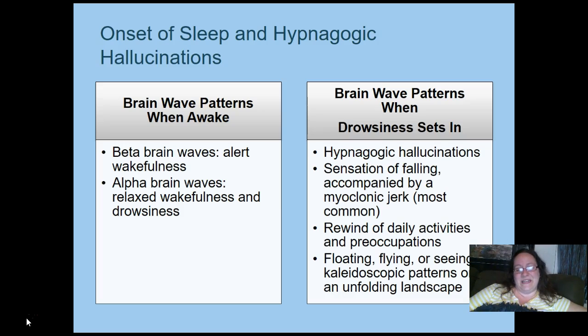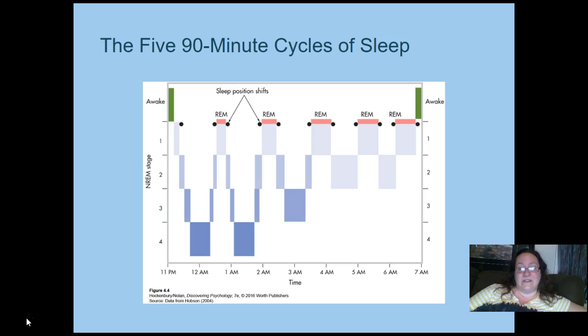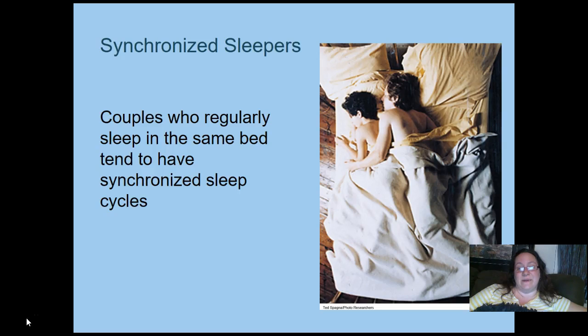For many of us, when we're trying to go to sleep, we might see things like kaleidoscope images, we might have our day replay, things like that. The first 90 or so minutes of sleep, you can read this kind of pattern. We'll start with awake and alert, move through awake but drowsy, go into stage 1, 2, 3, and 4, and ultimately into REM sleep. And we'll have cycles of this, about 5 or so per night. So this will show those 5 90-minute cycles of sleep.